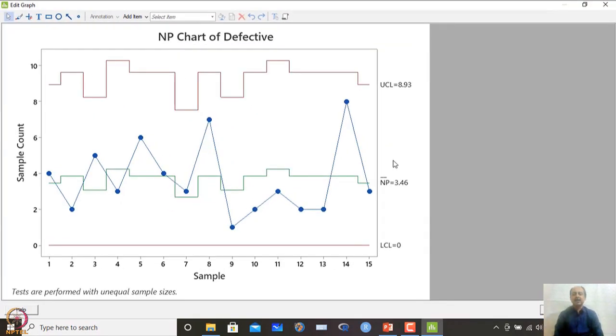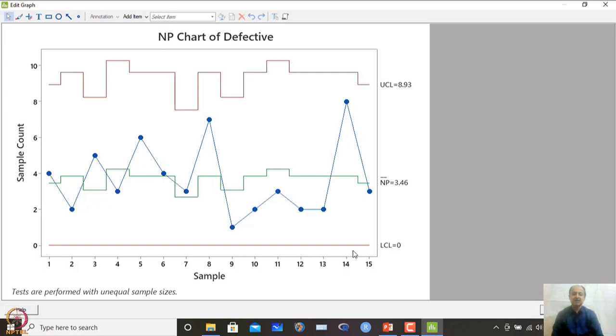This is an NP chart where N is varying, so the number I am inspecting every time is changing. In this case the limit lines are also changing. The central line is changing because it is multiplied by N, and N is changing. The upper limit is also changing, and the lower line you see is taken as 0. Minitab is considering this as 0 because every calculation is coming out negative. Whenever you see attribute charts and the value is negative, I freeze that point to 0 because negative defects or defectives do not make any sense.